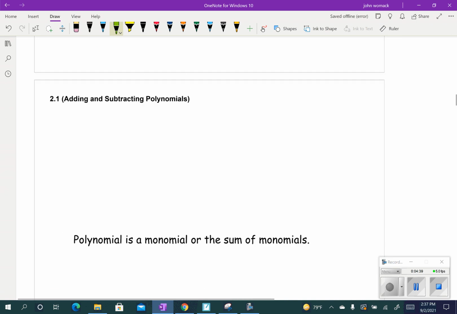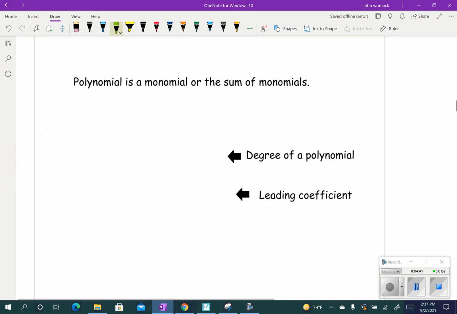Okay, moving on here. Let's talk about polynomials. So here's your next definition. Make sure you have this written down. A polynomial, right, is a monomial or the sum of monomials.